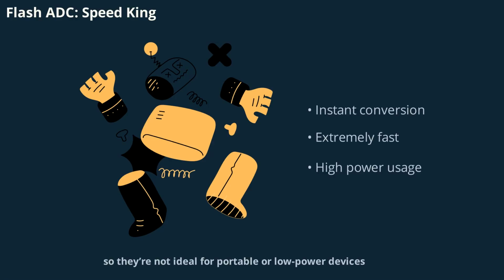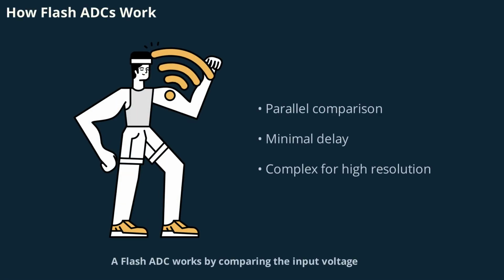or low-power devices. A Flash ADC works by comparing the input voltage to a set of reference voltages all at once. Each comparator outputs a signal, and a logic circuit quickly determines the digital value. This parallel approach means there's almost no delay, making Flash ADCs the go-to for applications where speed is everything. However, the number of comparators doubles with each extra bit of resolution, so complexity and power use rise quickly.